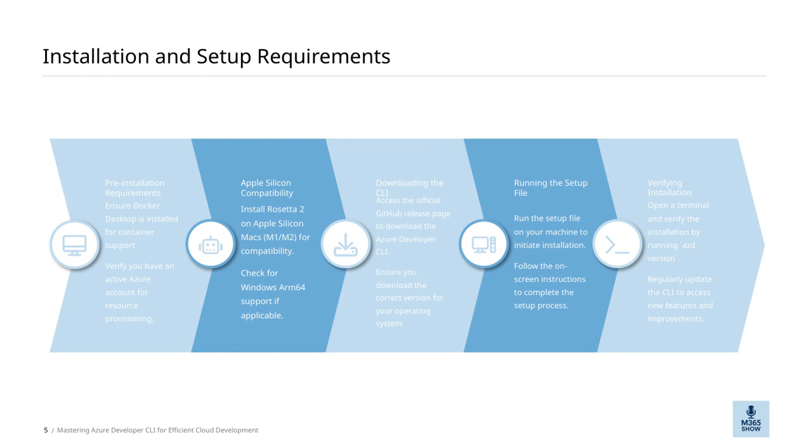When downloading the CLI, head over to the official GitHub release page. Make sure you select the correct version for your operating system, whether it's Windows, macOS, or Linux. Using the right version is key to avoiding compatibility issues later on. For Apple Silicon Macs, such as M1 or M2, you'll need to install Rosetta 2 to ensure compatibility with certain tools. If you're on Windows ARM64 devices, check for support there as well. Compatibility varies, so it's good to confirm that your hardware is supported. Another essential pre-installation requirement is Docker Desktop.